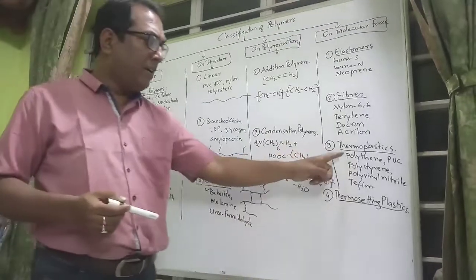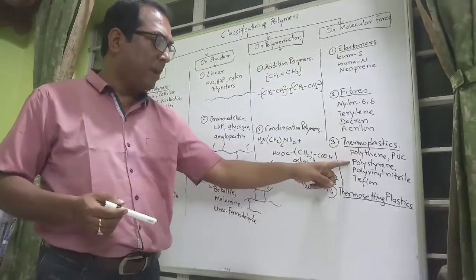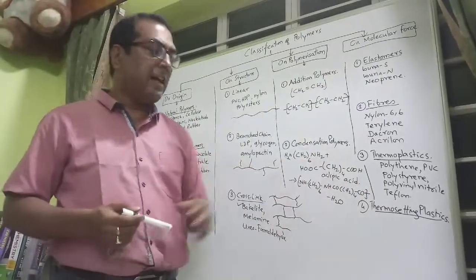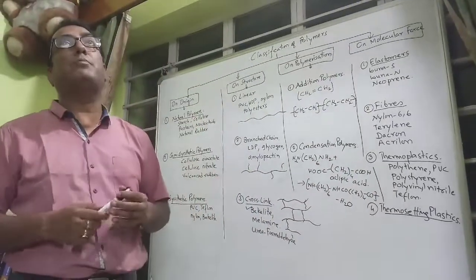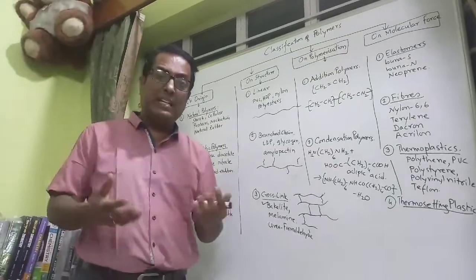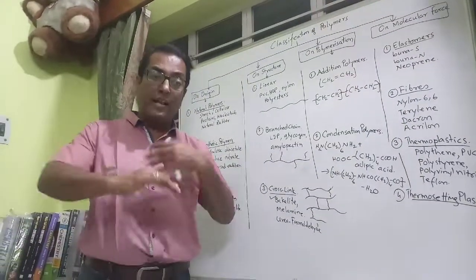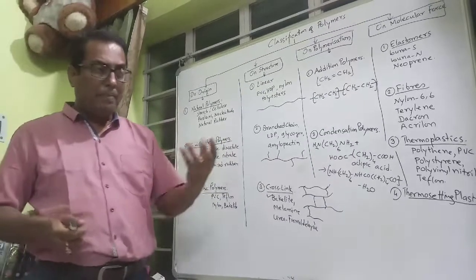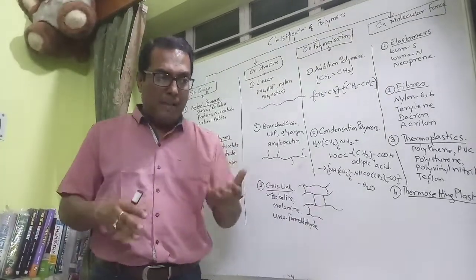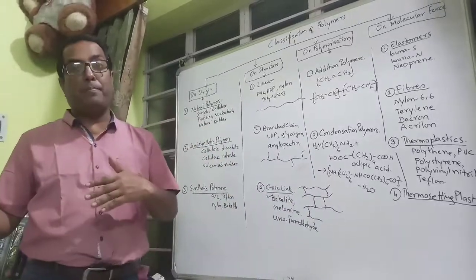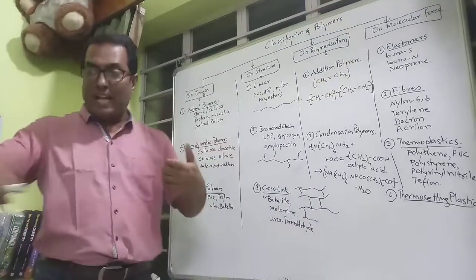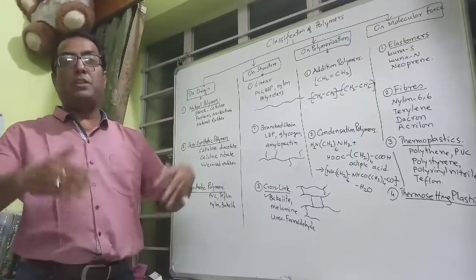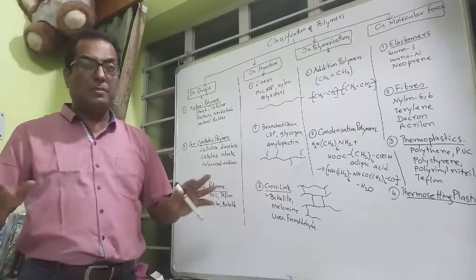Thermoplastics include polythene, PVC, polystyrene, polyvinyl nitrile and Teflon. The characteristic of thermoplastics is that when you heat them, they melt and you can mold them into different shapes. For example, if I have a plastic mug and I heat it, it will melt and I can make it into some other shape. But if you have a plastic chair and you want to melt and deform it into some other shape, that is not possible.